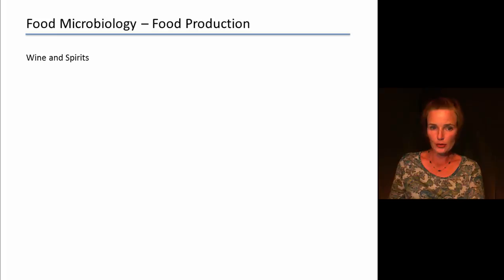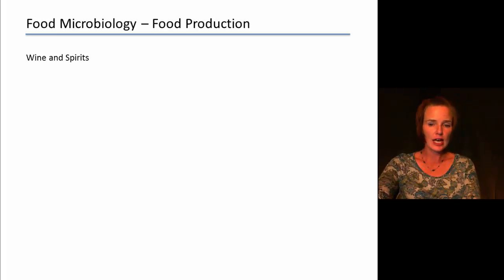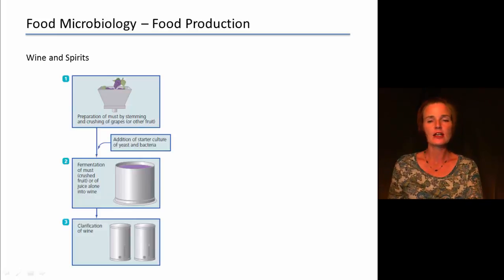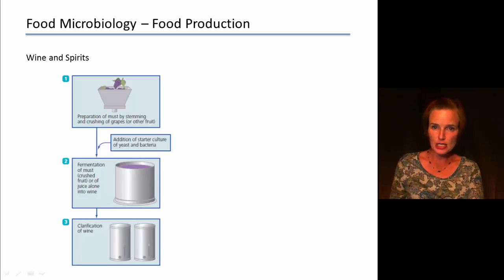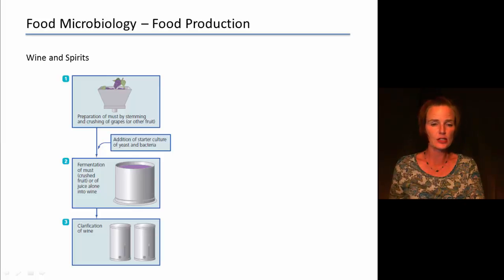Wine and spirits is one group of them, and if we look at the basic process of that, we're going to start with generally some type of fruit material, and there's going to be some preparation involved where that fruit is going to be cleaned up. It's also going to be crushed. So here we can see grapes, and we're looking specifically at wine production here.